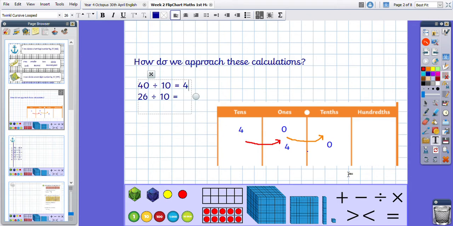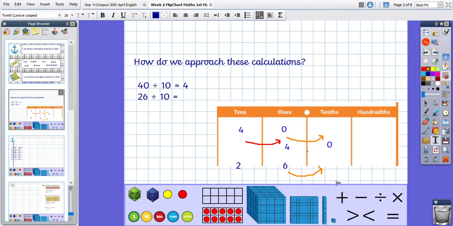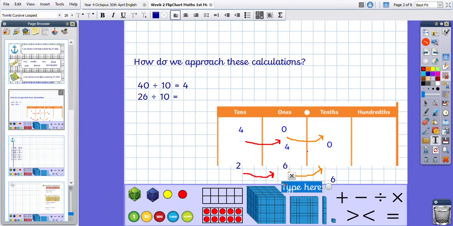Similarly, if we did this with the number 26, we would pop our 26 into our place value grid. We would move our first number, our ones column, one place to the right, taking it into the tenths. So our 6 ones now become 6 tenths, not forgetting our decimal point. And then we would move our tens, our 2 tens, into our ones column because we're dividing it by 10, making it 10 times smaller. So our answer would be 2.6.